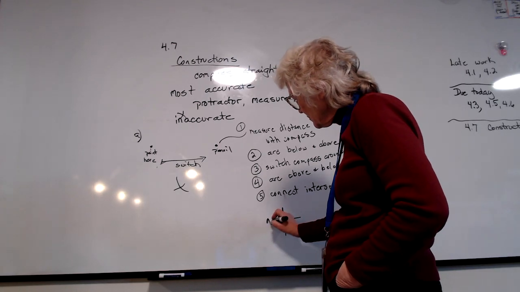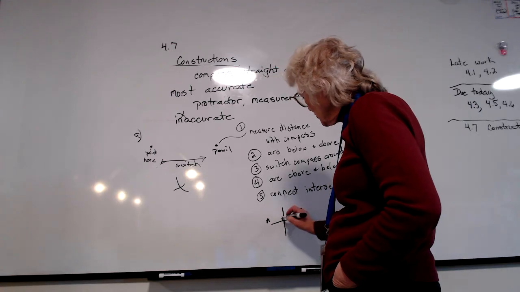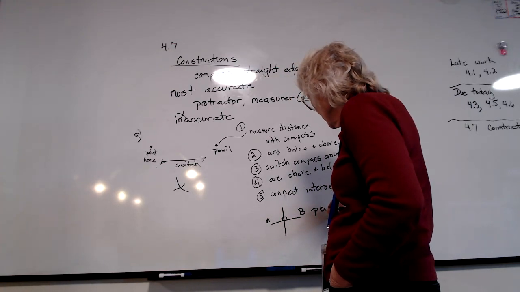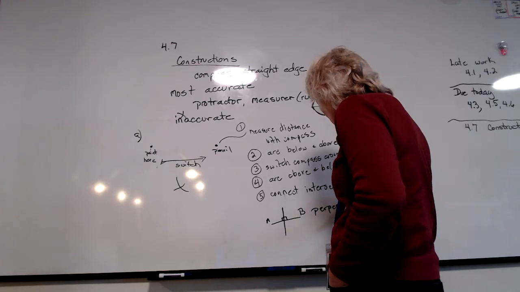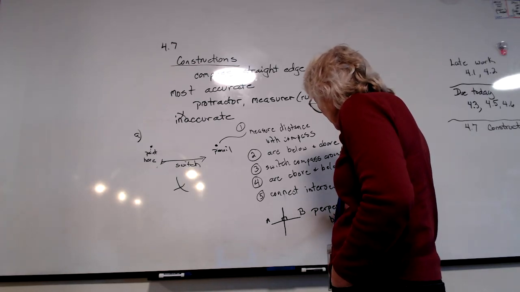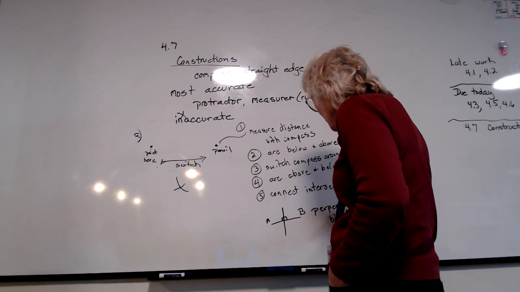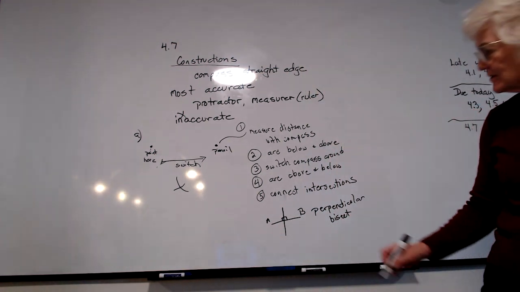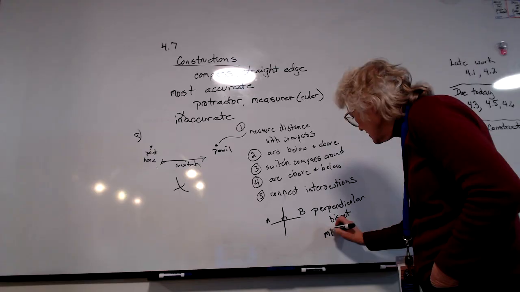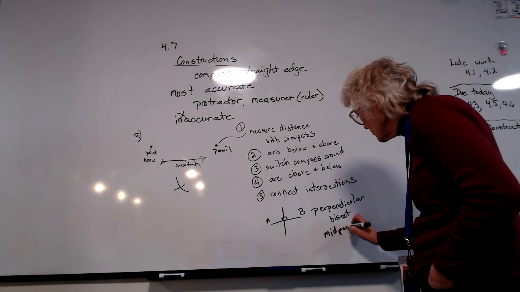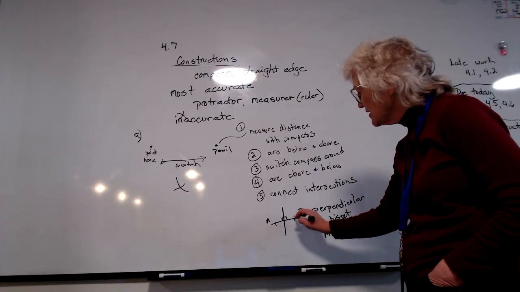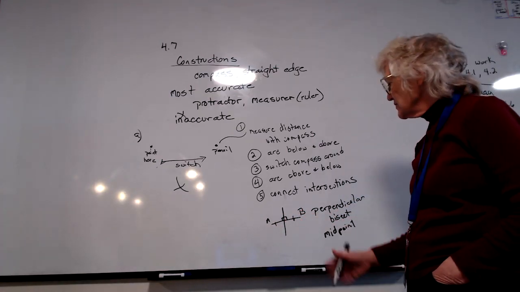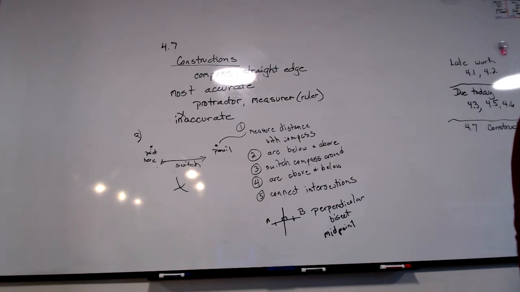So here's A and B. So you get the perpendicular bisector, which means it's also the midpoint. Where it crosses the line is also the midpoint. So you get all those things. You know that these are right triangles. You know that these are equal to each other. And so those are the things that you get when you're doing that. Okay, so that's a review.